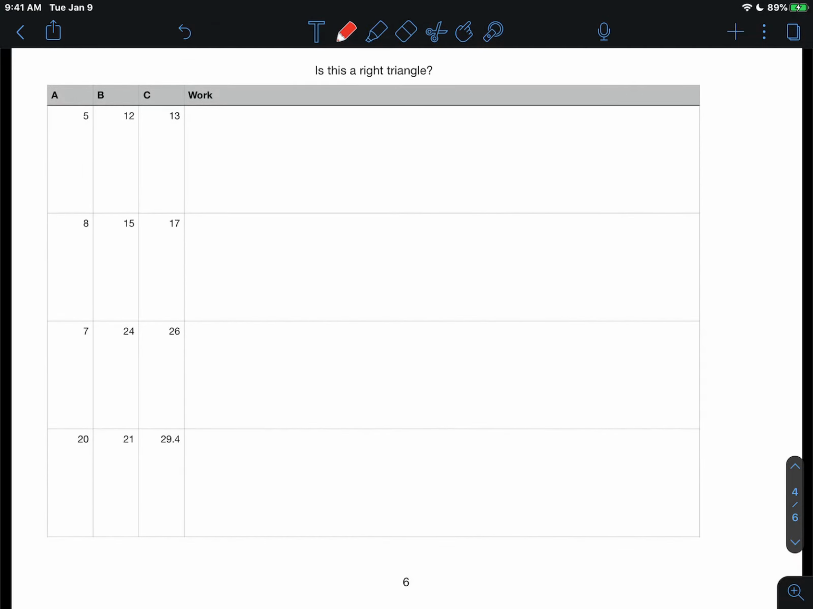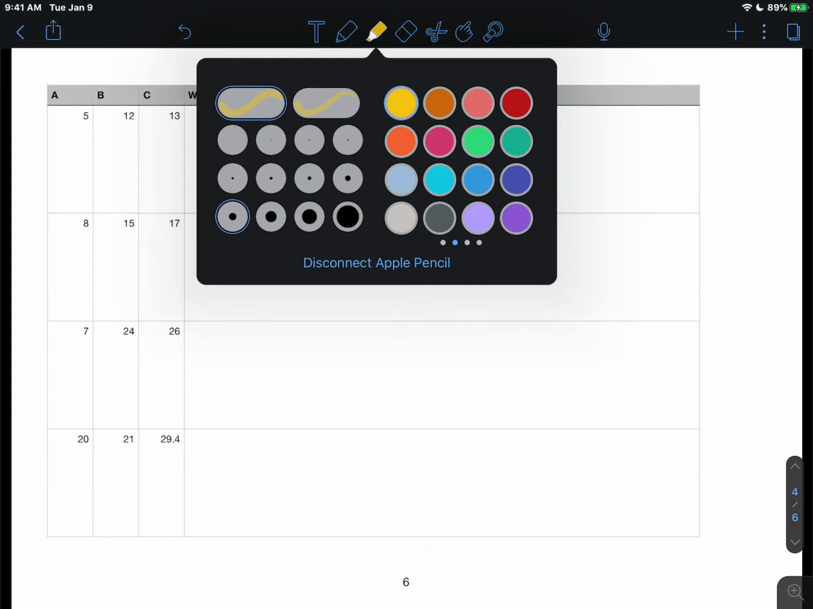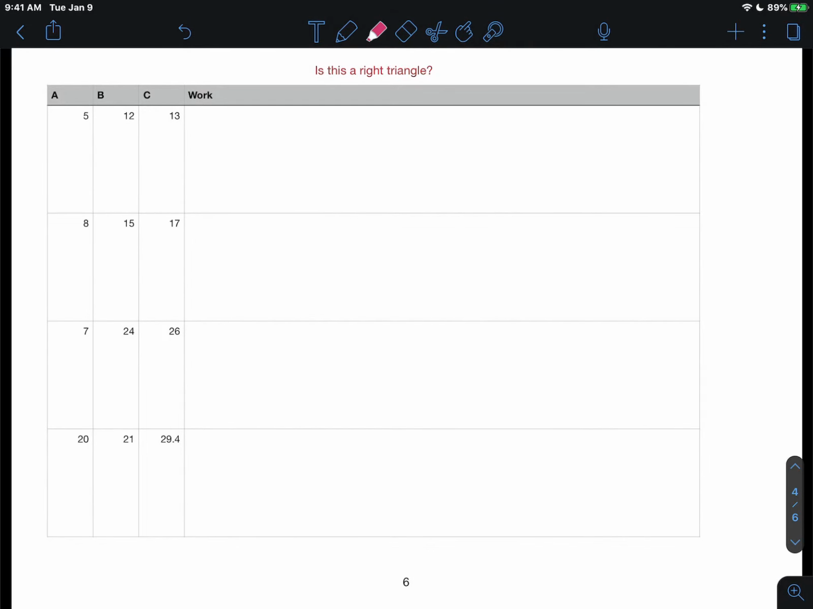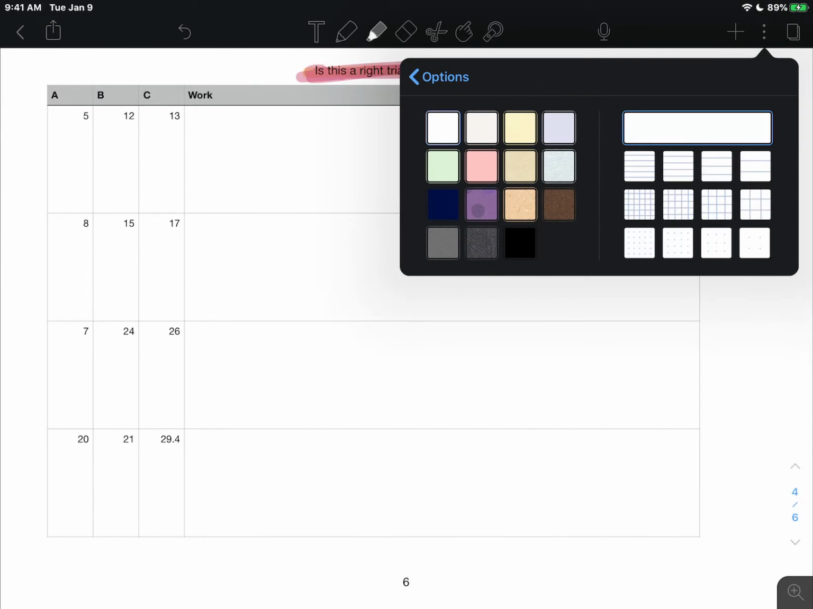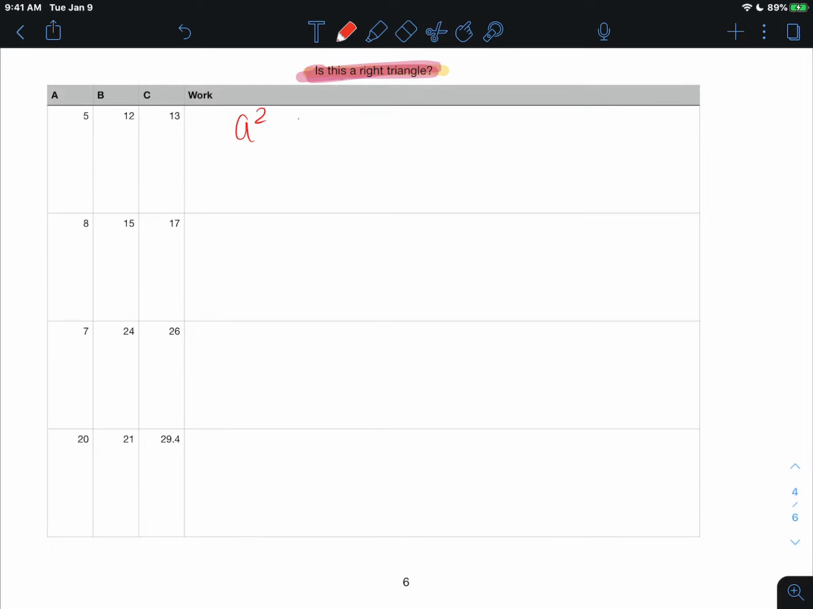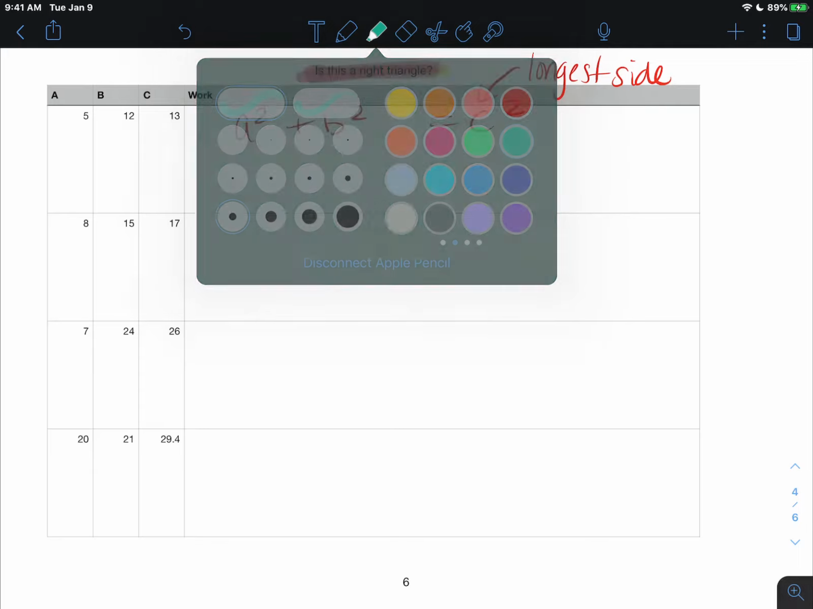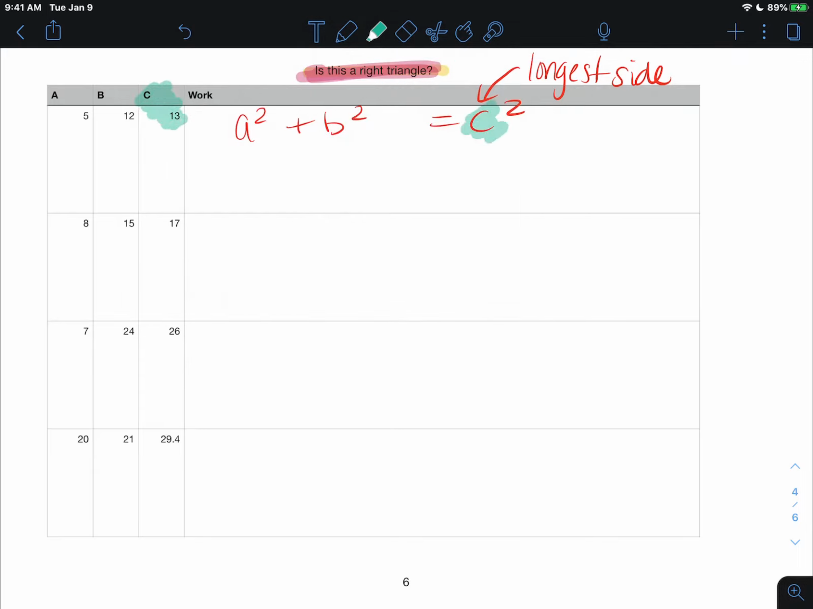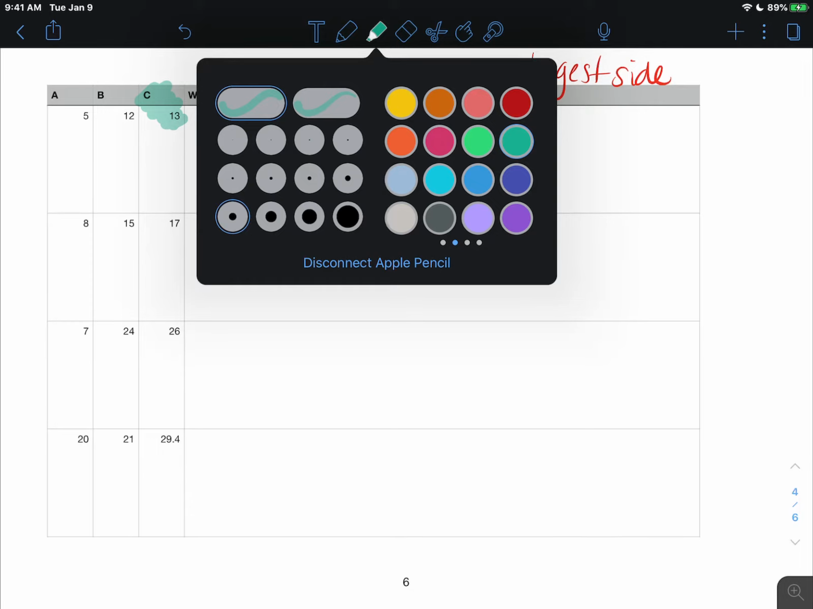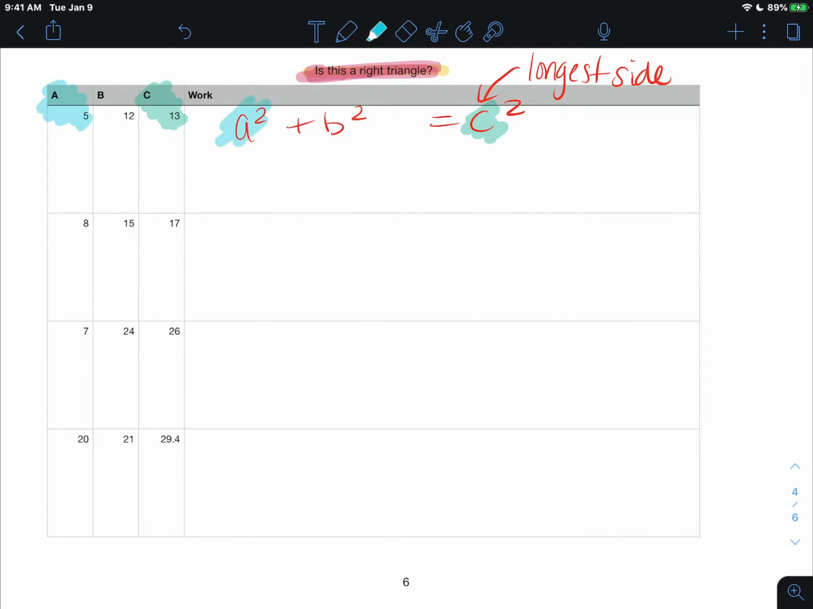Let's take a look at this one. So here they gave us three sides. If I see the phrase, is this a right triangle? My first thought is to go ahead and say, okay, well, I'm obviously going to be using a squared plus b squared equals c squared. Now, remembering that my c is always the longest side, always. So I look at all my numbers, and I'm going to identify the longest side. Then, it doesn't matter for the other two. I can just pick them in random order, because they're going to give me all three of them.